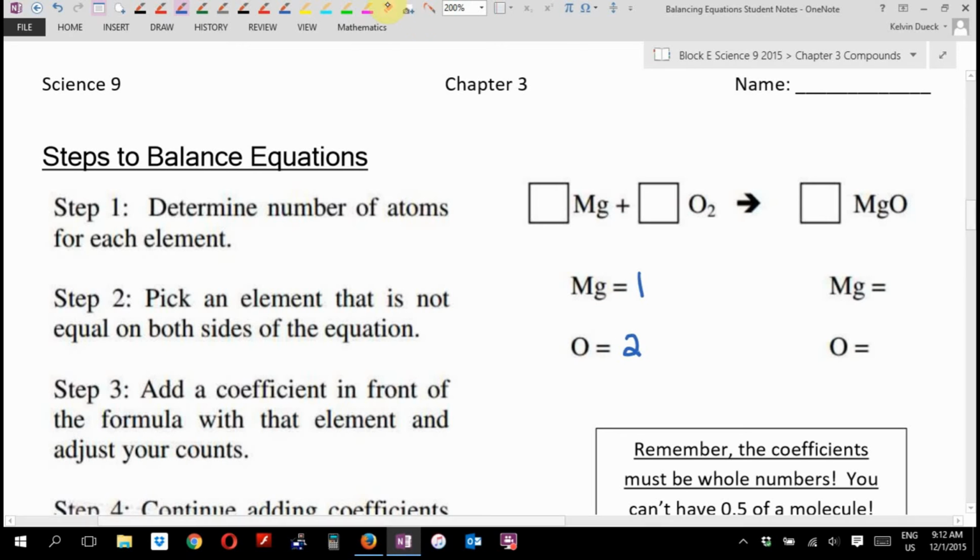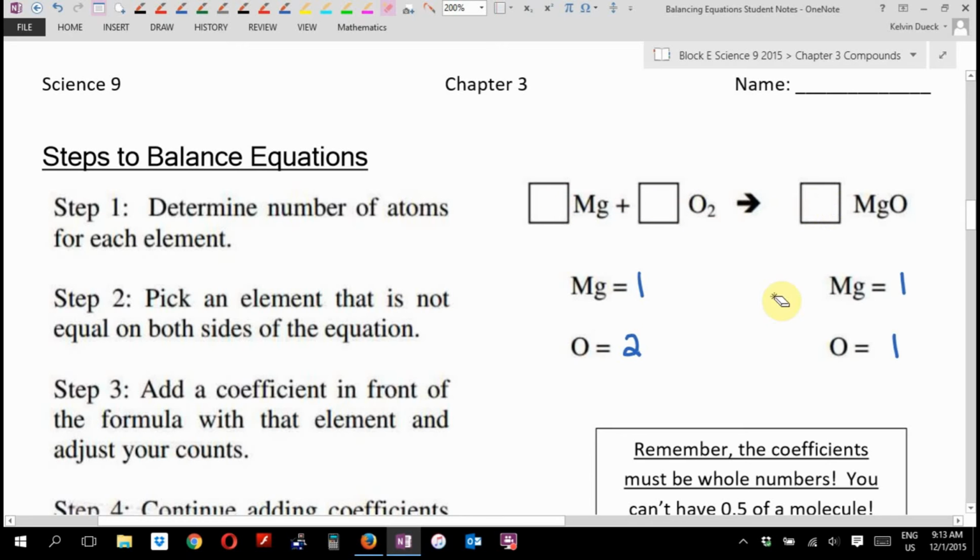On the right-hand side, how many Mgs are there? 1. On the right-hand side, how many oxygens are there? This is not balanced. And the reason it's not balanced is the O's don't match. The Mgs do. So how can you balance an equation? You're not allowed to change numbers down here because those came from the crisscross rule. Those are the laws that you were required to follow to combine those chemicals in the first place. What you can change are the coefficients.